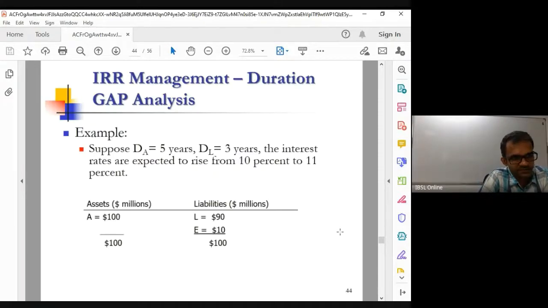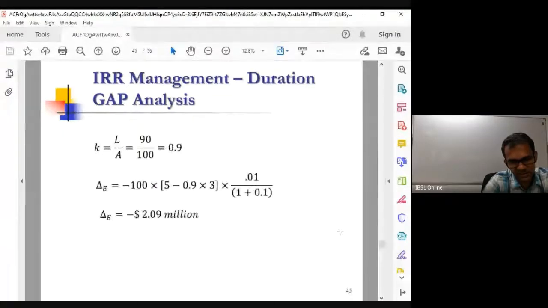But remember, the duration is valid only for small interest rate changes. If you apply this for a 4% change, it won't give you a much better idea, because when interest rate increases, duration decreases, then the sensitivity would be less. Yes, but still there will be a substantial erosion of the equity value. Any other question?